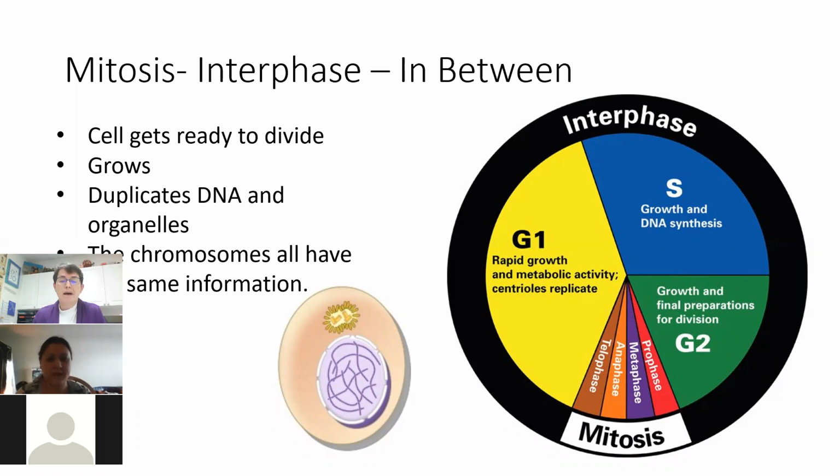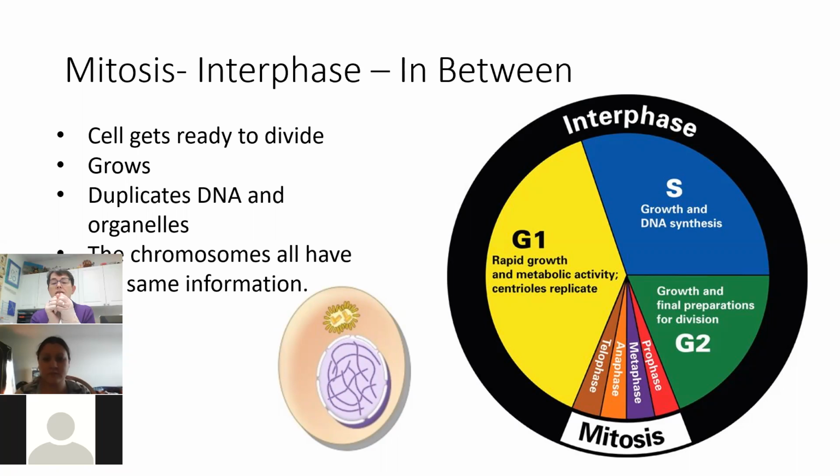Okay, so mitosis has technically 4 phases, but I tend to always talk about 5. So mitosis is prophase, PMAT: prophase, metaphase, anaphase, and telophase. And then there's this big time, which is called interphase. And interphase is the in-between stage. And a couple of things happen.